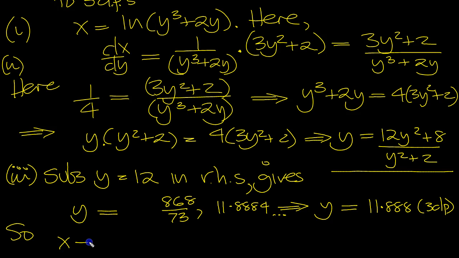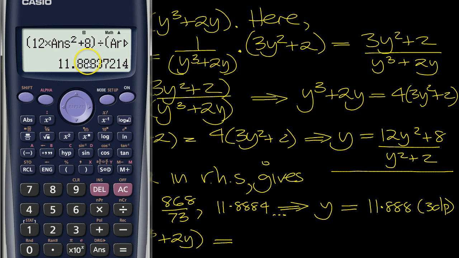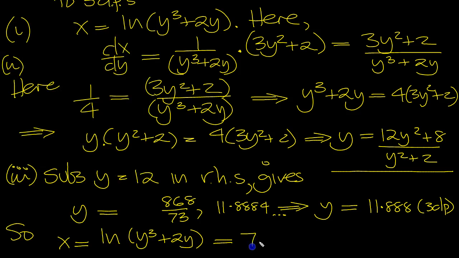So x is equal to, then here's the equation, ln of y cubed plus 2y is equal to, so this is now the answer, so it's natural logarithm, bracket of y cubed, so it's answer power 3 plus 2 times the answer, close bracket, equals 7.441, isn't it, to 3 decimal places. And there's our output values from the iteration process.